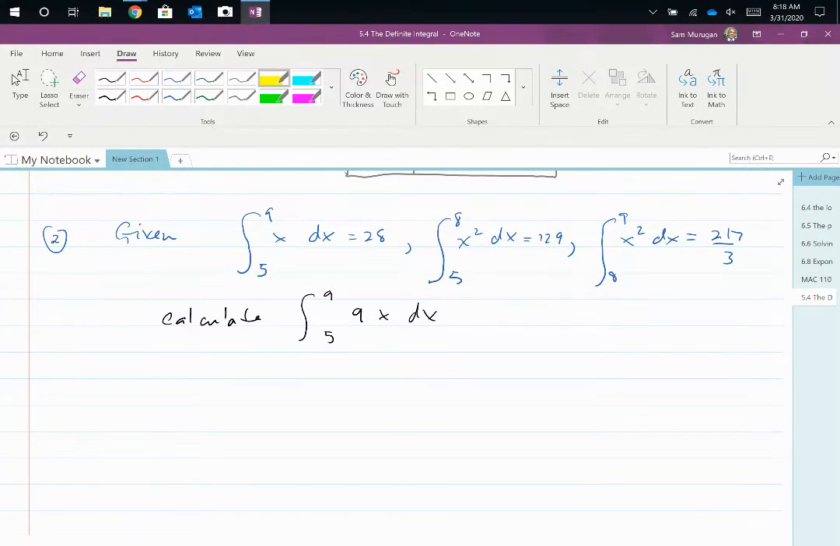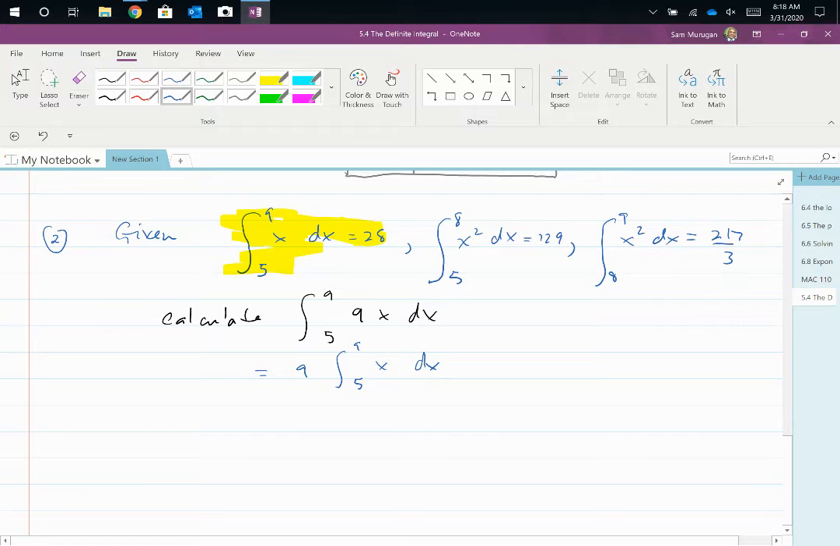So the only one of these that we're going to use is this one. So this is 9 times the integral from 9 to 5 of x dx. And this integral is given as 28. So this is 9 times 28, which is equal to 252.